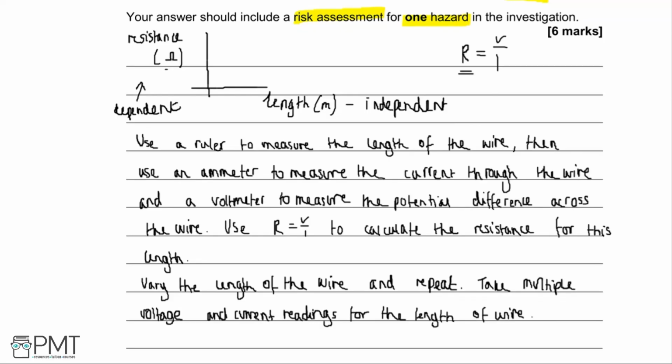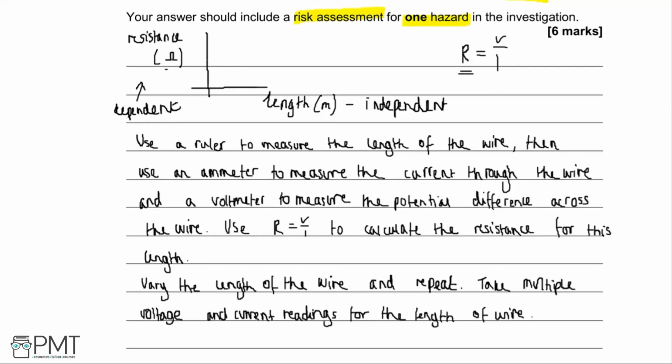We would then have 3 readings, 3 current readings, 3 voltage readings. As long as none of these were anomalous results, we would then take a mean or an average of these results and then use this to calculate the resistance. This just allows us to remove any anomalies and give us a more accurate result.